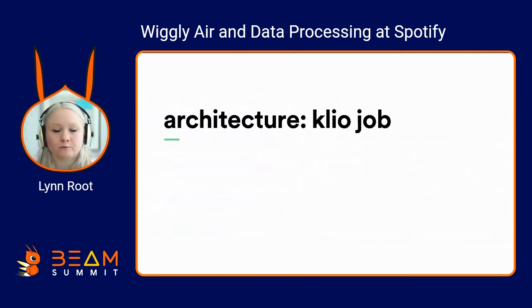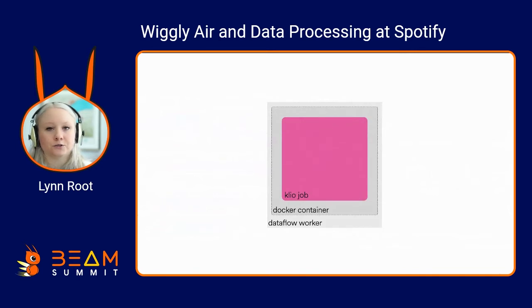So zooming in a bit, if we take a look at what a Clio job actually is, it's the user's transform code plus configuration and the Clio library, which I'll get to a bit more in a bit. The Clio job consumes messages from PubSub, and inside the message is a unique ID that refers to an audio file. So essentially, a message is viewed as one unit of work.